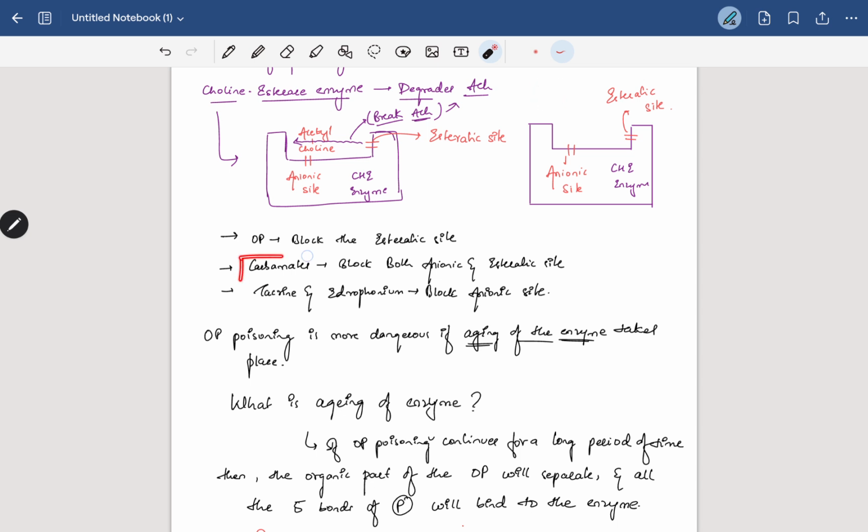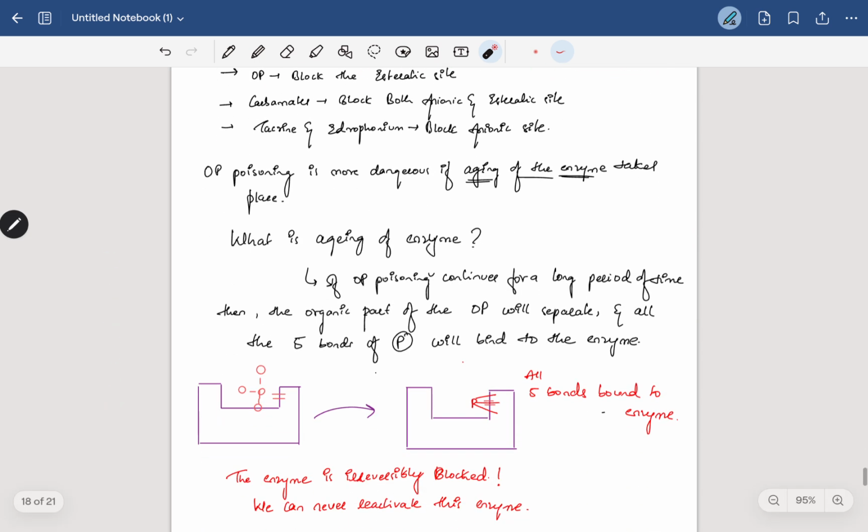And then you have carbamates. Carbamates bind to both the anionic as well as the esteratic site. So because of all these three, acetylcholine is either not able to bind to the anionic site, or it is not getting broken down, because of which there is excessive acetylcholine, and therefore we see symptoms known as DUMBBELS.